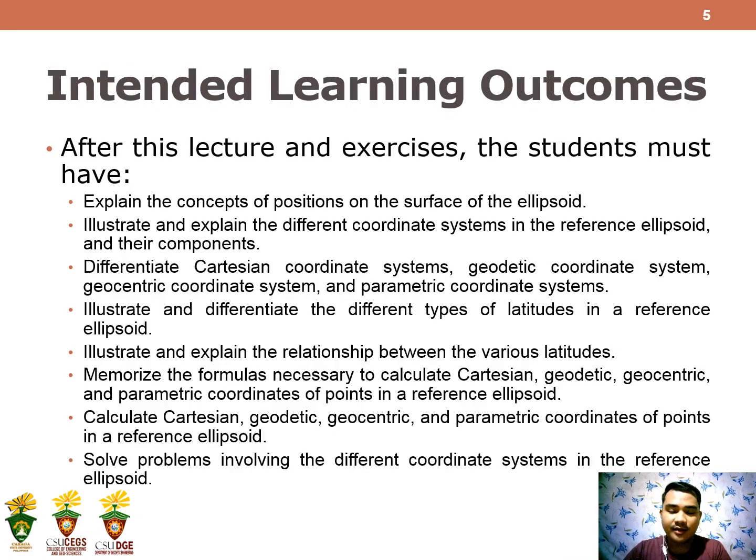This is for the intended learning outcomes. After this lecture and exercises, you, the student, must be able to explain the concepts of positions on the surface of the ellipsoid, illustrate and explain the different coordinate systems in the reference ellipsoid and their components, differentiate Cartesian, geodetic, geocentric, and parametric coordinate systems, illustrate and differentiate the different types of latitude in the reference ellipsoid, illustrate and explain the relationship between the various latitudes, memorize the formulas necessary to calculate Cartesian, geodetic, geocentric, and parametric coordinates of points in a reference ellipsoid, calculate those coordinates, and solve problems involving the different coordinate systems in the reference ellipsoid.